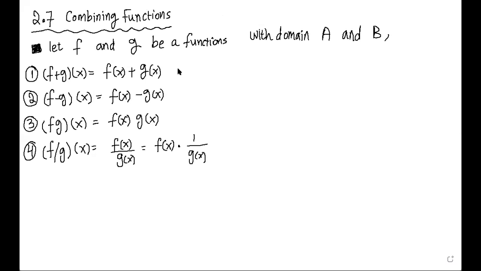And the domain for these is the intersection of the domains of the first function and the second function. The domain for the first function is A, the domain for the second function is B, so the domain for the sum of the two functions is the intersection of both domains. The same thing for subtraction: the domain here is A intersect B. Same thing for the product. The domain is the intersection.